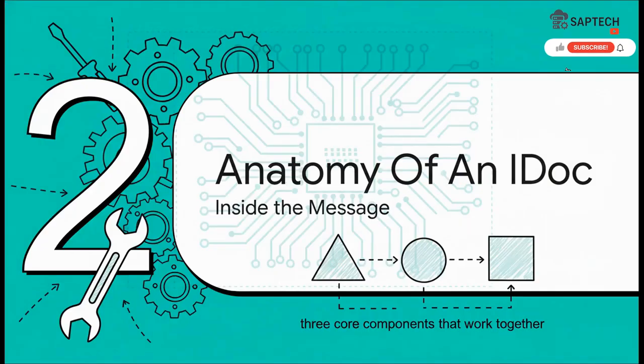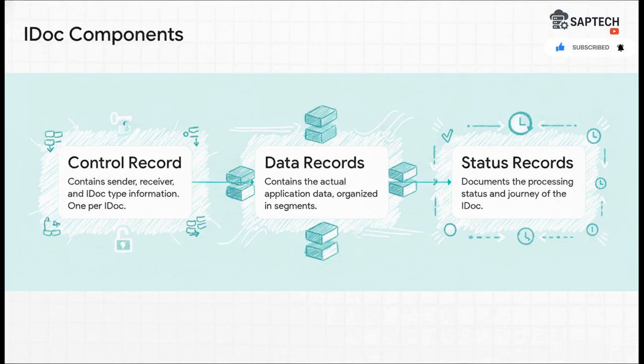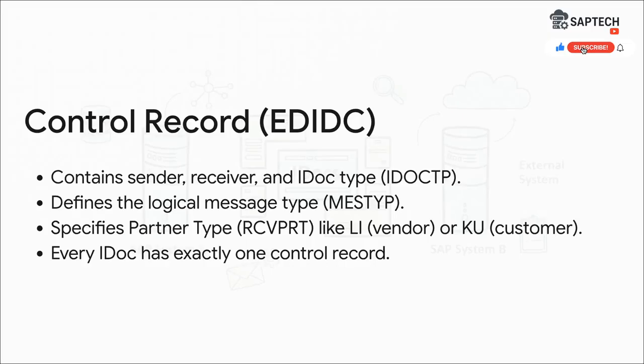Now, to really get how an IDoc works, we've got to pop the hood and see what it's made of. And it turns out that every single IDoc, no matter what kind of data it's carrying, is built from three core parts. And those three parts are the control record, the data records, and the status records. Each one has a very specific and critical job to do. Let's break them down.